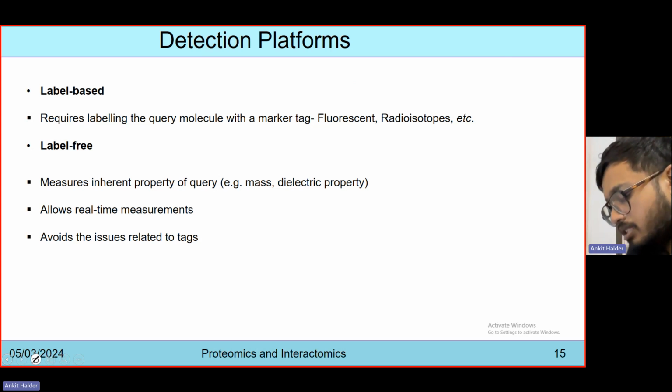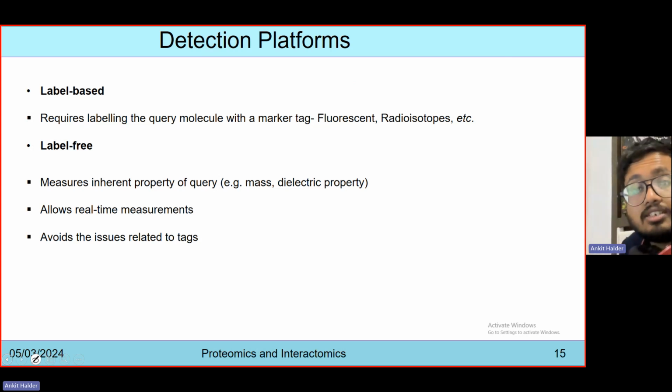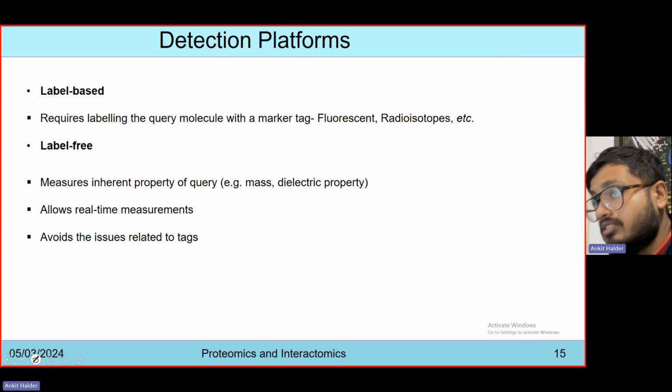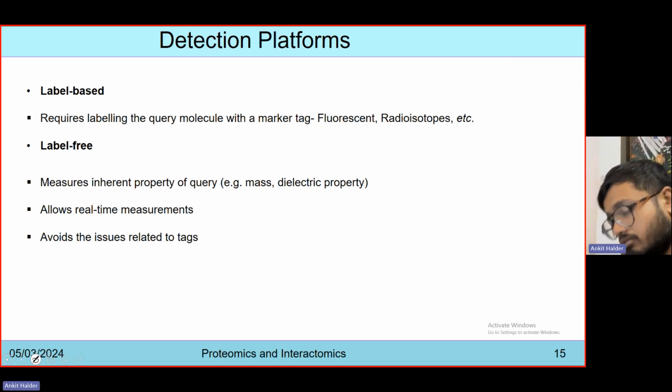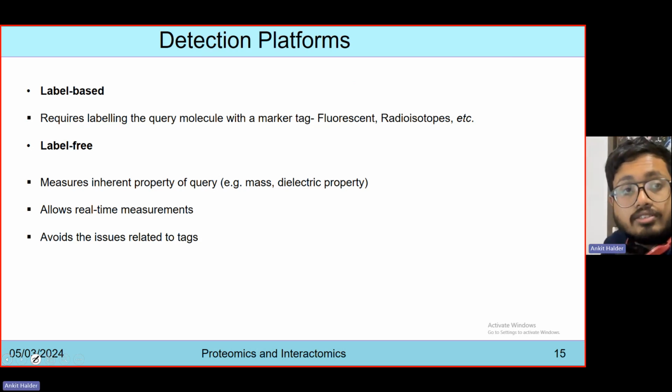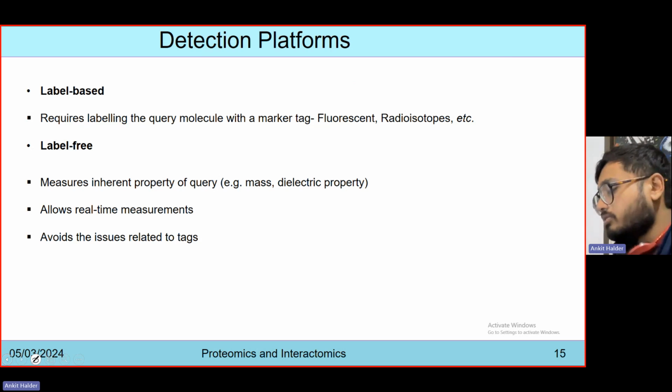Then there might be some insignificant, non-significant binding, giving certain results. So there are some difficulties. Anyway, this is one of the most popular methods.